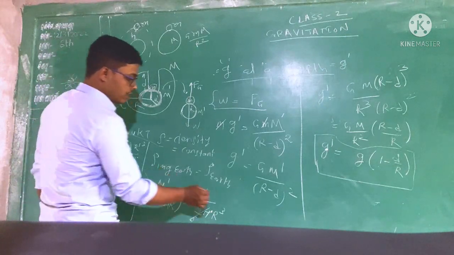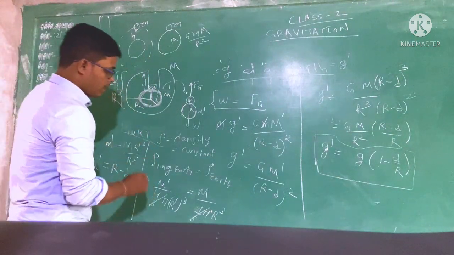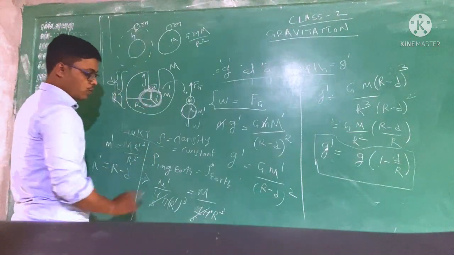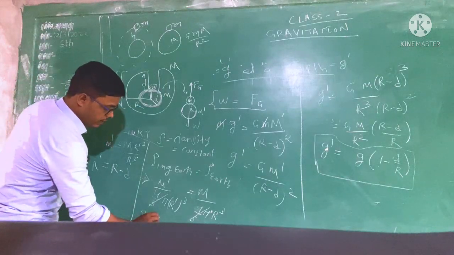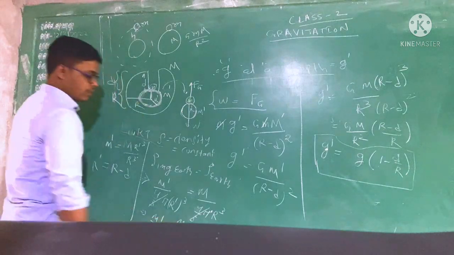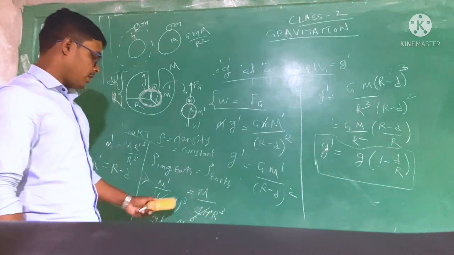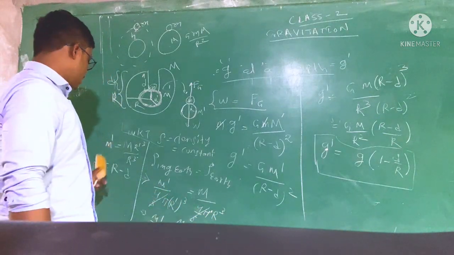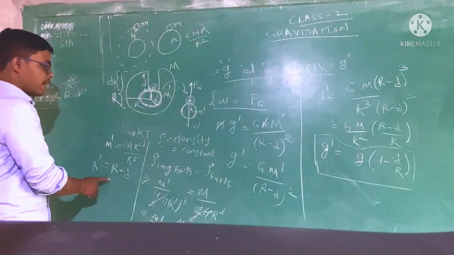Actually, density equals mass by volume, right? And this is a sphere, so volume equals 4/3 pi r cube. Okay, actually what I have written is m dash by v dash equal to m by v. So that's why the volume, this is per earth, 4/3 pi r cube. Then we cancel out and find the relation between m dash and m. This is the relation. Then what is r dash?